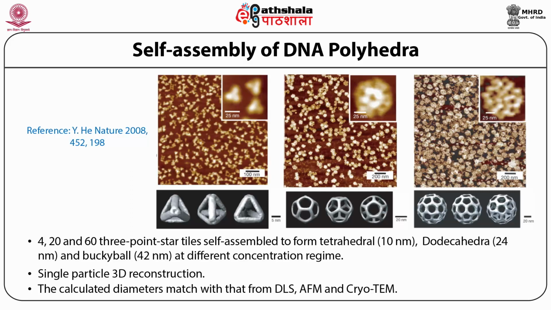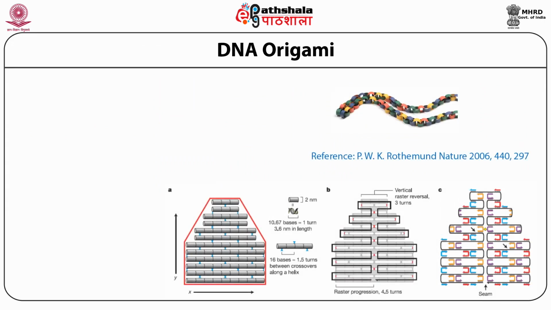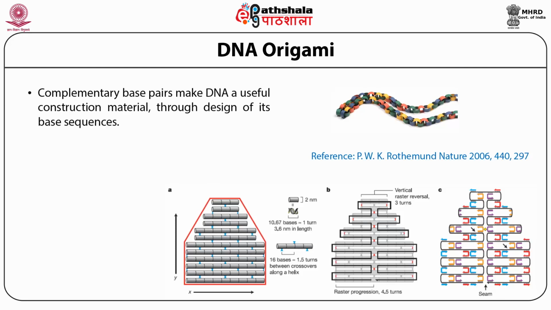We can see that DNA can really be programmed to assemble into well-defined regular polyhedra, which can be used as synthetic nanocontainers or 3-dimensional structural scaffolds. We already know the term origami, a famous Japanese term which depicts art in 3 dimensions. Similarly, just like origami, this is possible because of the presence of complementary base pairs, and that makes DNA a very useful construction material.